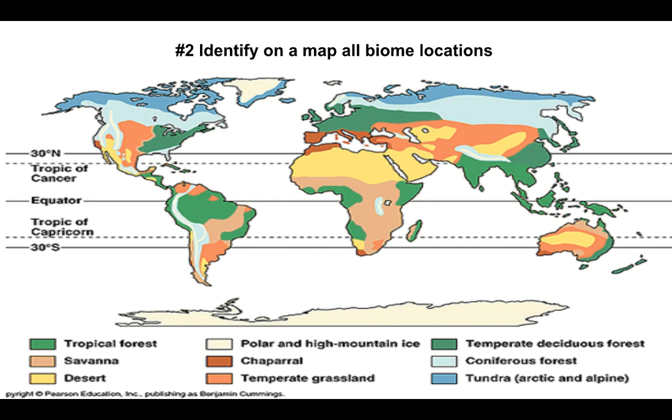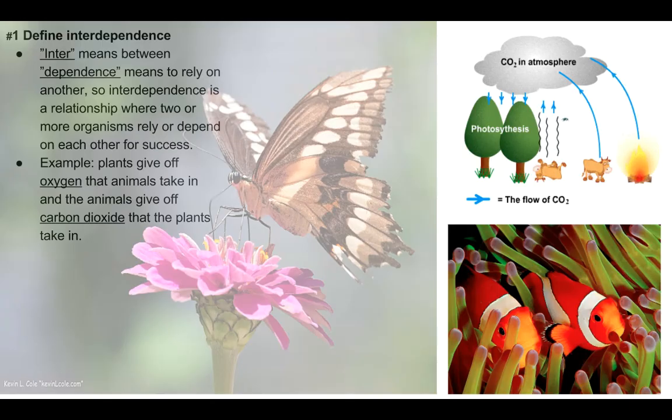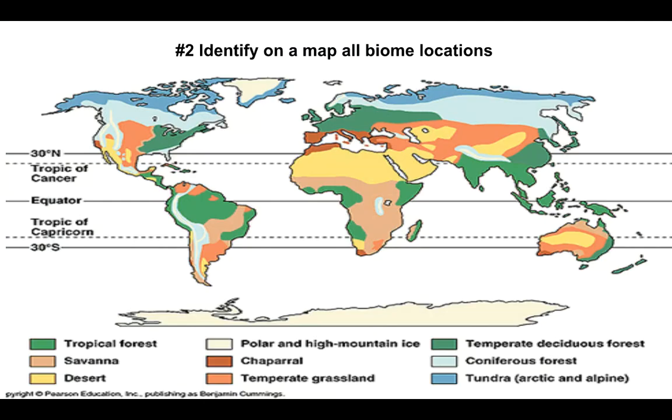All right, we're moving on. You go ahead and do your success criteria for number 1, define interdependence. All right, we're going to move on to success criteria number 2: identify on a map all biome locations. We have the list on our success criteria: tropical rainforest, temperate deciduous forest, taiga coniferous forests, grasslands and savannas, desert, tundra, freshwater, and marine.